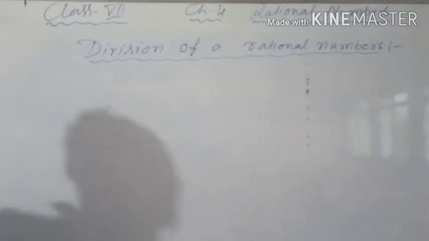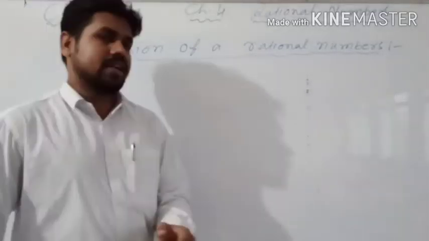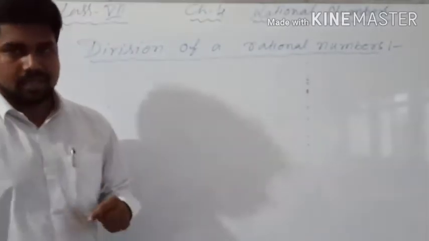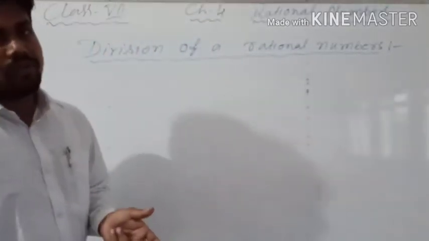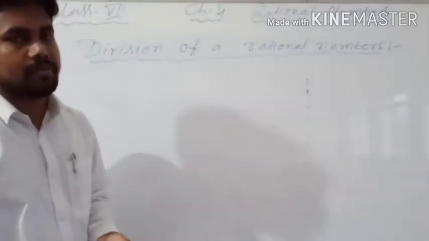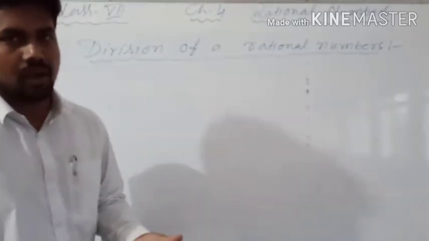So now, division of rational numbers. Division of rational numbers is also like multiplication only. You just have to use the reciprocal of that particular number. You have to remember the reciprocal, which we discussed just now.